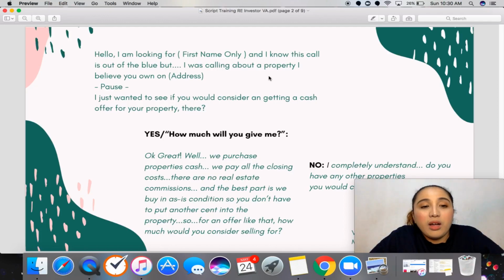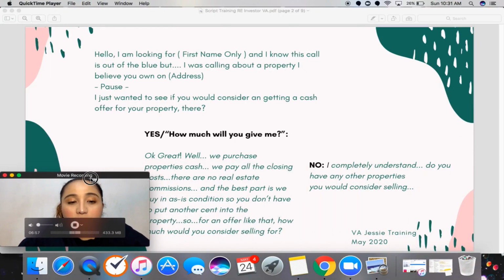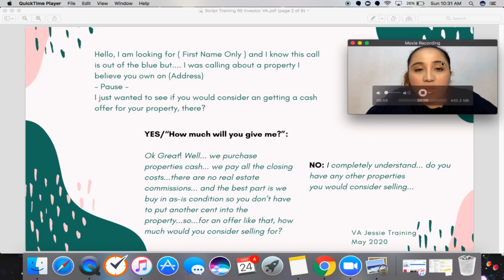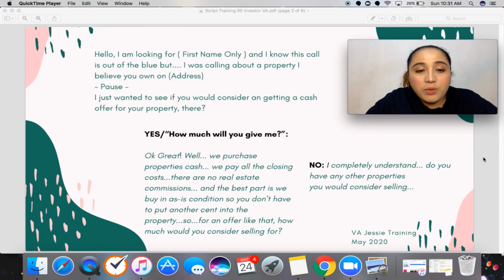All right. Again, this is very important, the way you ask it: I just wanted to see if you would consider getting a cash offer for your property there. Right there and then, you are getting their attention by saying cash offer. They would either say yes, that they are interested to hear a cash offer, or no, that they're not interested in it.